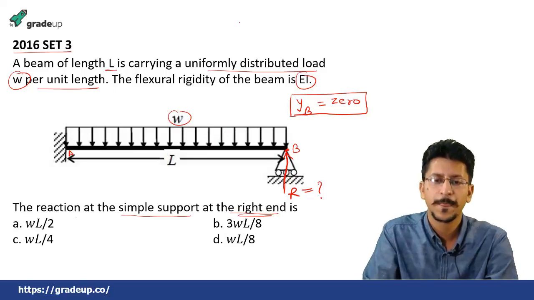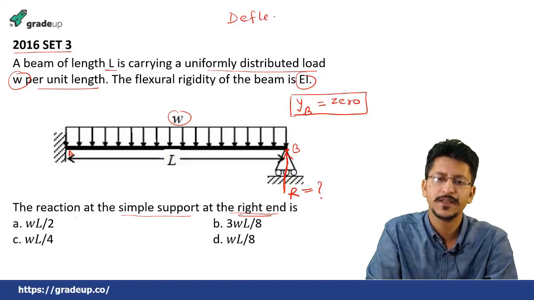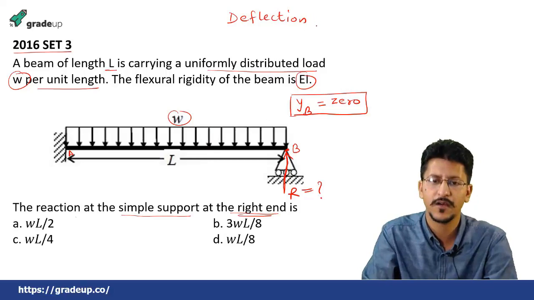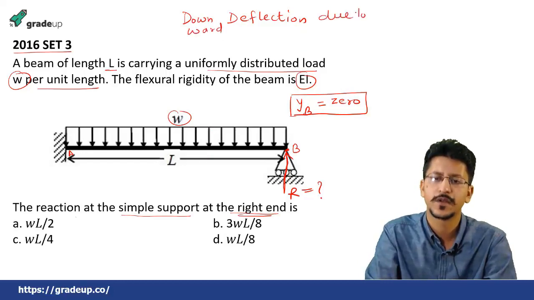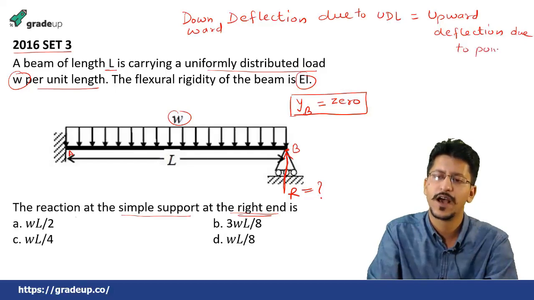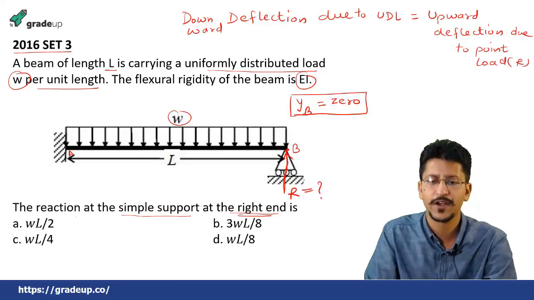So the total deflection must be 0, or the downward deflection must be equal to the upward deflection. So write down like this: downward deflection due to UDL must be equal to the upward deflection due to point load. This point load R, because this R will behave as a point load for this case.